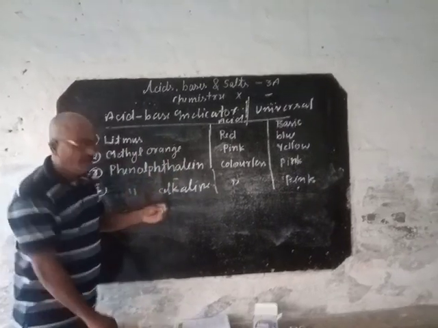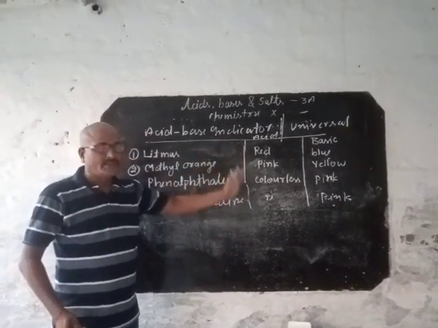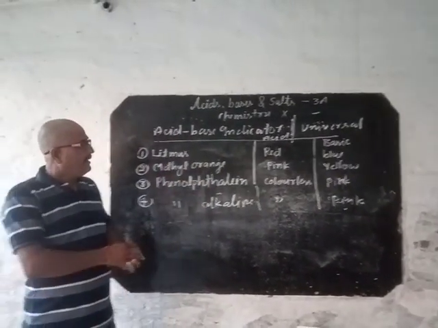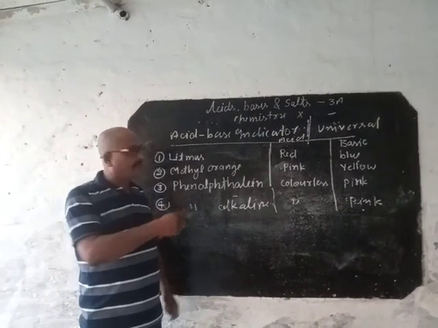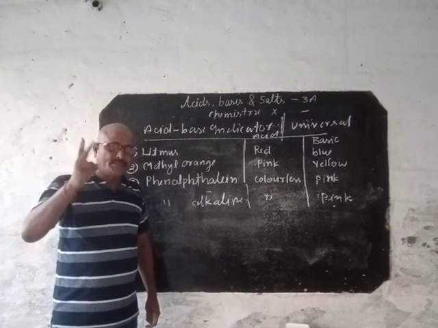Second difference, acid-base indicator we can utilize only one time. When we use it once in the lab, we have no need to use it again; we simply throw it. But universal indicator can be utilized again and again. Only two differences I say.